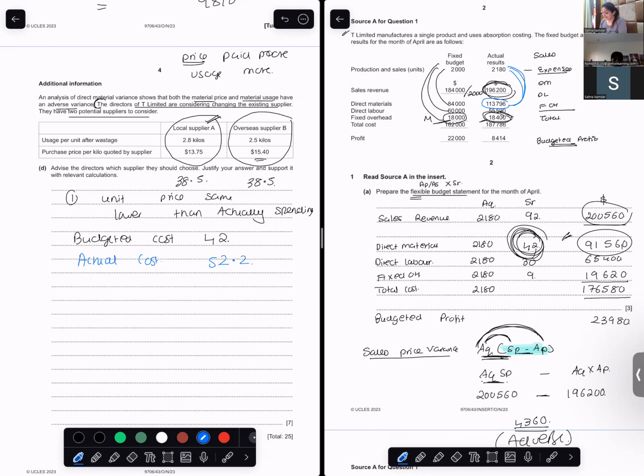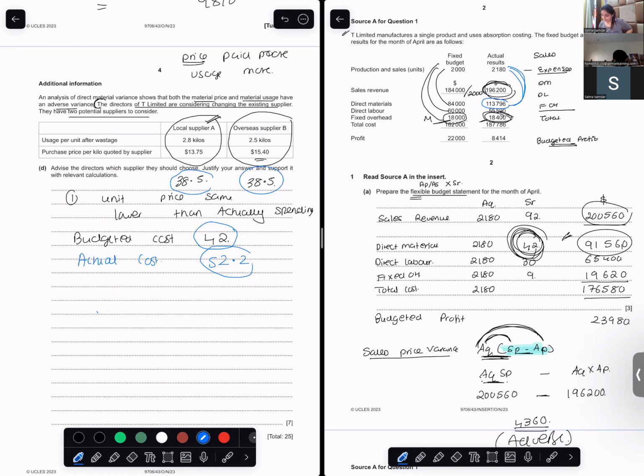So your local supplier A is giving you at 38.5. Overseas supplier B is giving you at this much price. You had expected that you will spend this much, but you actually spent this much. You have to give all this information to the directors, show them the values. Directors have already decided that they are going to change the supplier. Now, which one should they choose?